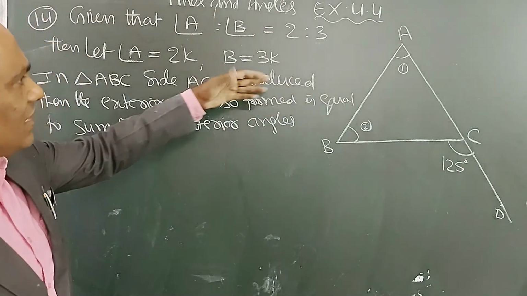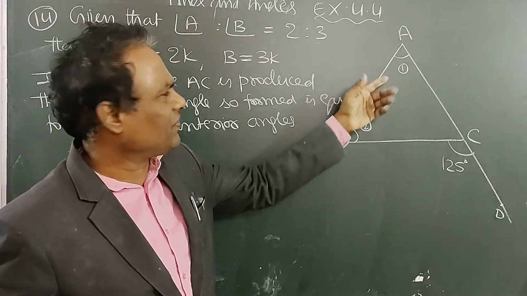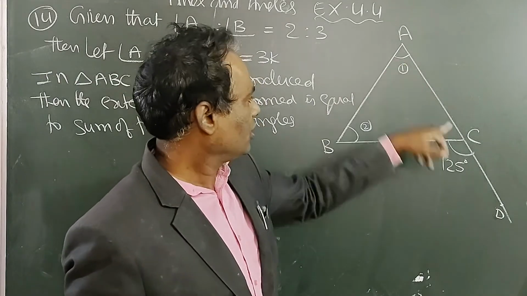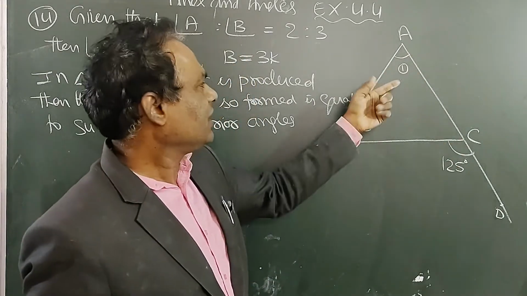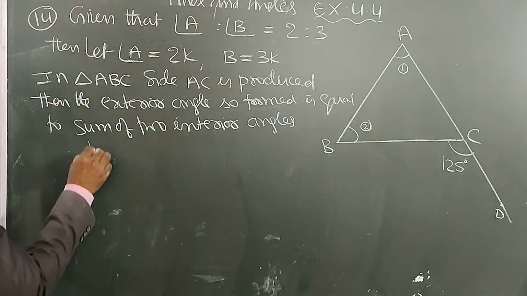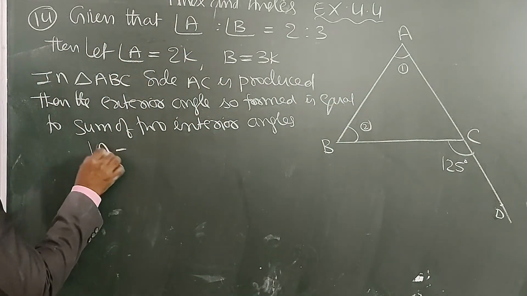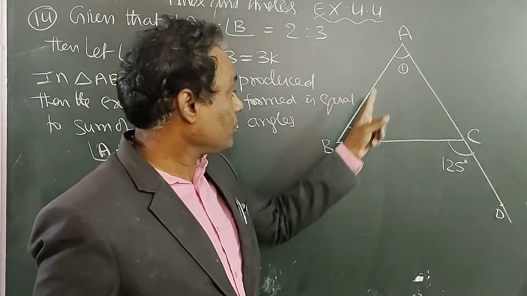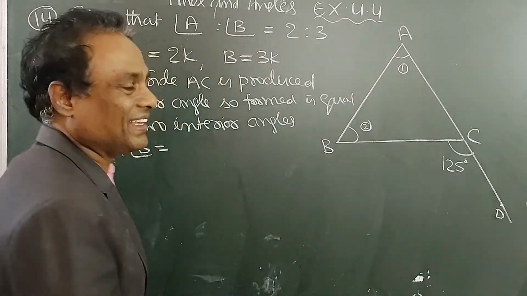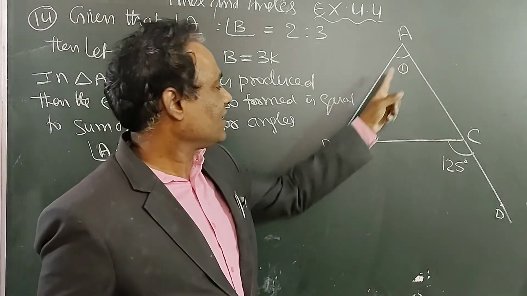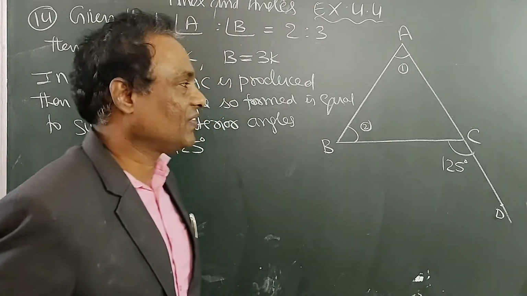This is A. We can write it in different ways: BAC, or CAB like that. But in the question, it is only given as angle A. So this is angle A plus angle B. This angle plus this angle is equal to 125.